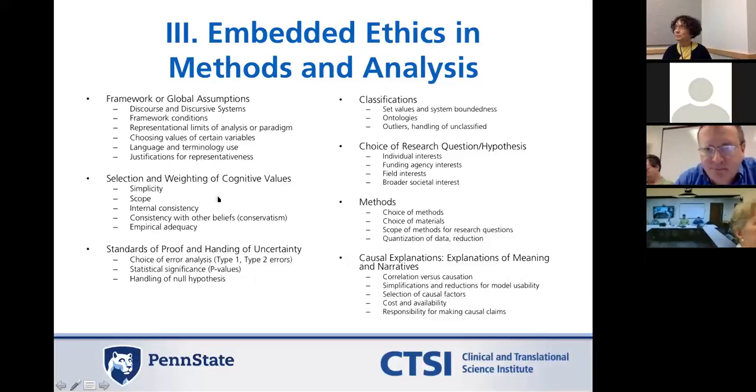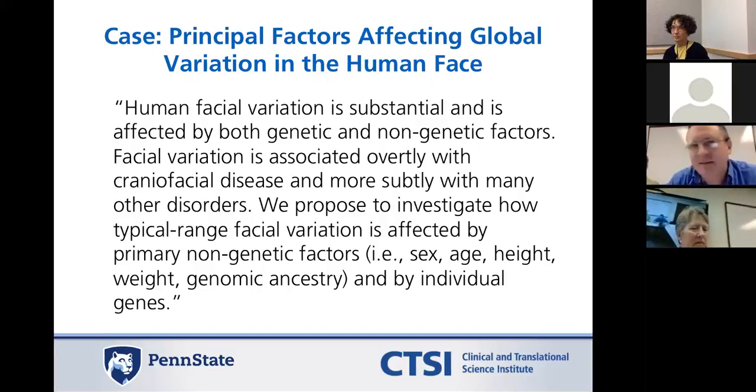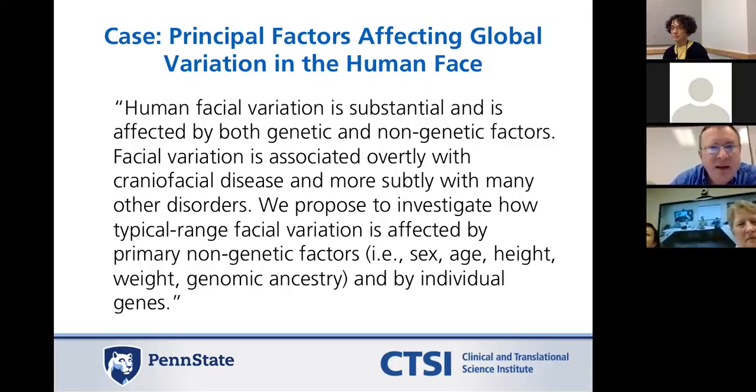So let's move on to the case here: principal factors affecting global variation in the human face. We have Dr. Mark Shriver here, who is the PI on this, so he can weigh in anytime, and certainly we can ask him questions directly as well. Human facial variation is substantial and is affected by both genetic and non-genetic factors. Facial variation is associated with overtly craniofacial disease and more subtly with many other disorders. We propose to investigate how typical range facial variation is affected by primary non-genetic factors, that is sex, age, height, weight, and genomic ancestry, and by individual genes.